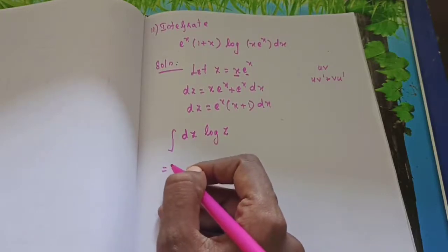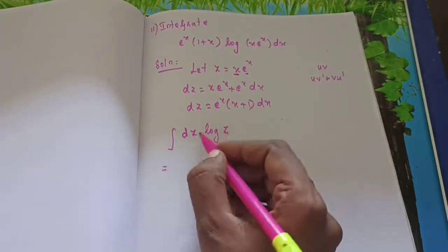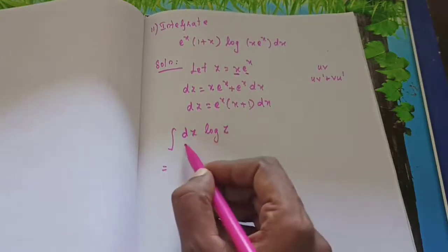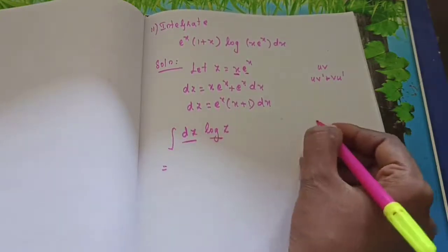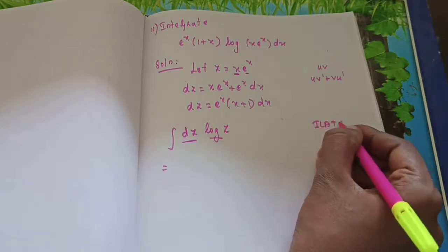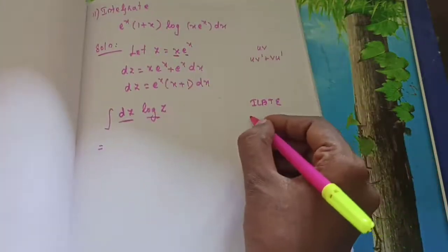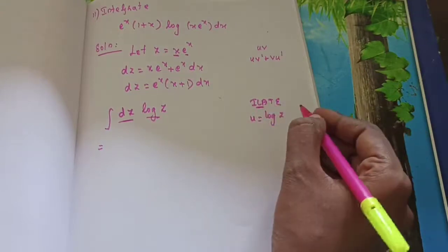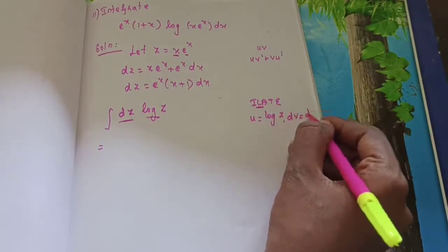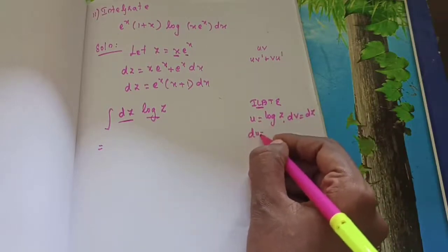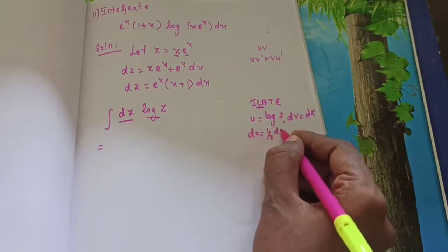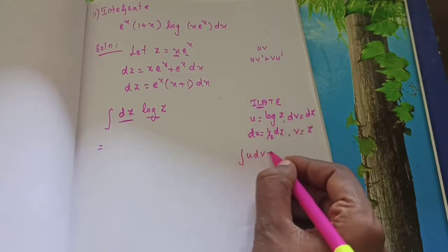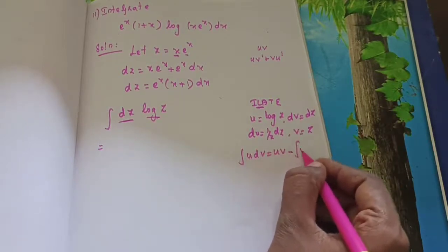Again here we are going to use the ILATE method. Why? We use the ILATE method when two functions are there. Here this is one function, this is one function. So u is equal to log z. Why? The logarithmic function will come first. dv is equal to dz. So du, how much will you get? 1 by z into dz. Correct. v is equal to z. So integral of u dv, what's the formula? uv minus integral of v du.